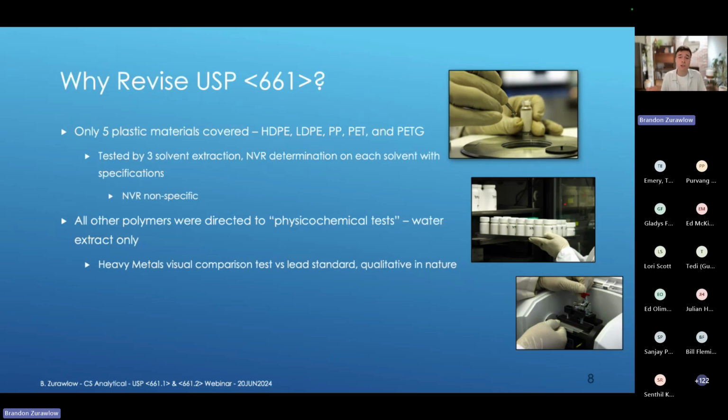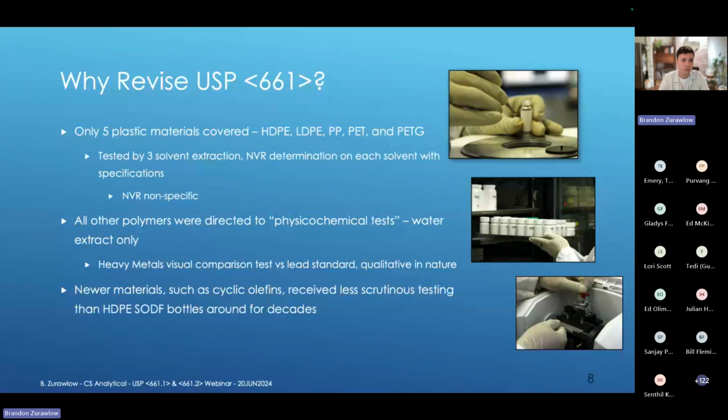And the physicochemical test regimen was a water extract only. And so it was essentially 1/3 of the work that was done for those plastics listed above. In addition, the heavy metals test, for example, did include that visual comparison versus a lead standard instead of something that was quantitative to evaluate any lead present.